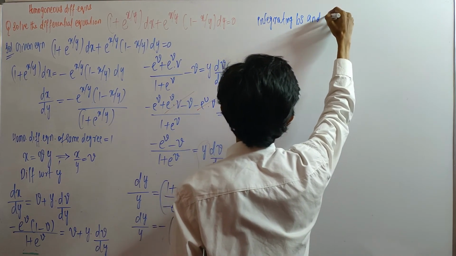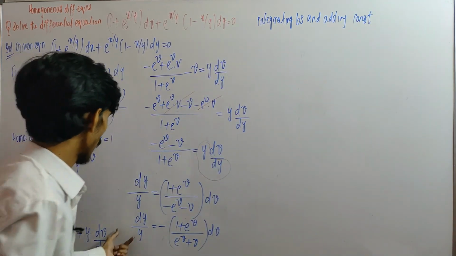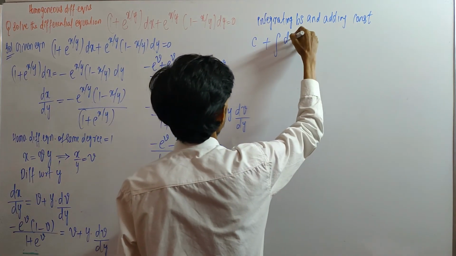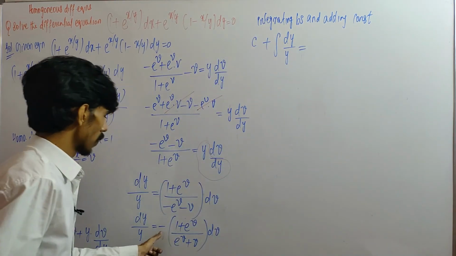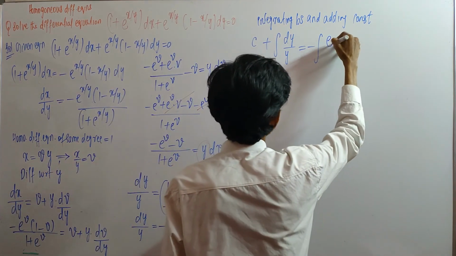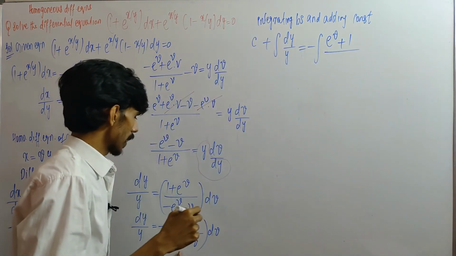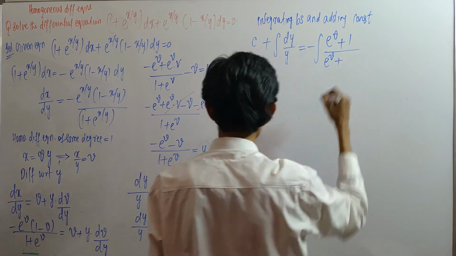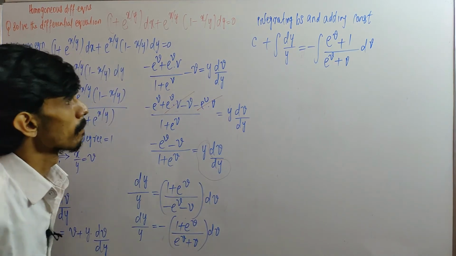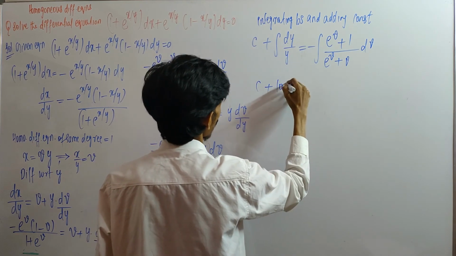Integrating both sides and adding constant. So here I'll add constant c plus integration dy by y is equal to, minus sign is there, minus integration, let me take it as e power of v plus 1 by e power of v plus v dv. Now this will become c plus integration dy by y value is log y.